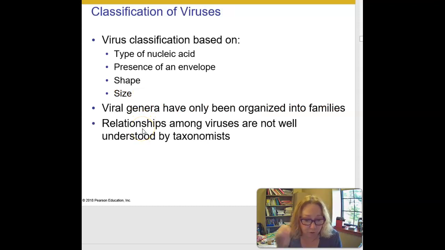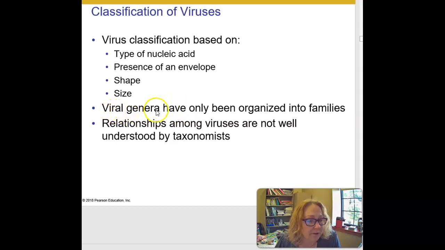Again, your classification, when you look at your virus note cards, is going to be the type of nucleic acid, so DNA, RNA, single-stranded, double-stranded. Does it have an envelope? Does it not? What kind of shape is it? And how big is it? Right? Those are your four classifications of viruses.